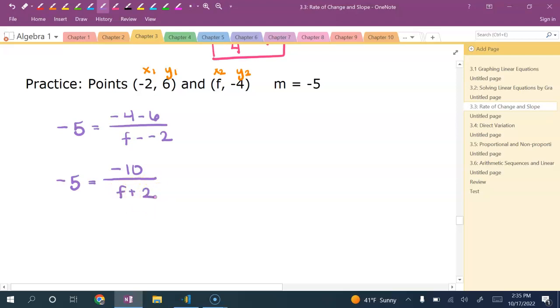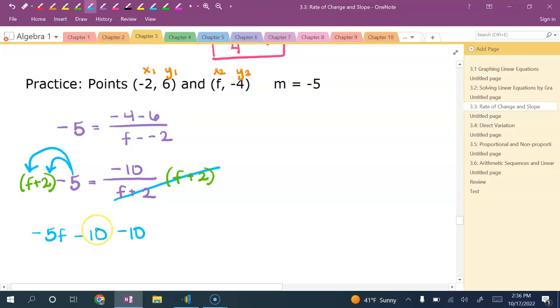Now for this one, the variable is in the denominator. I still want to get rid of this fraction. And so on that last problem, we multiplied by 5. Well, for this one, I need to actually multiply by that whole quantity of f plus 2. Now, when I do that over here on the right, those are going to cancel. That's how I get that negative 10. What you need to be careful of, though, on the left-hand side is that you distribute that negative 5. So it's going to say negative 5f minus 10.